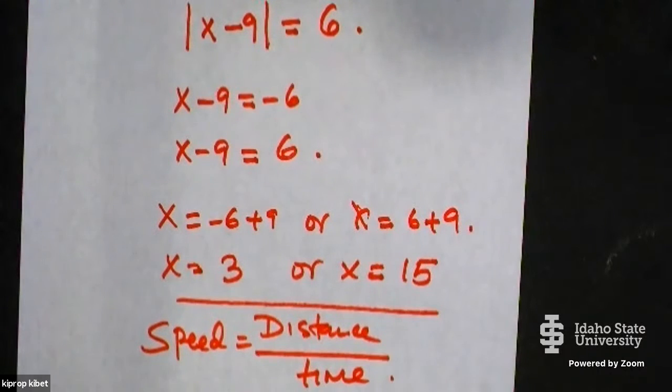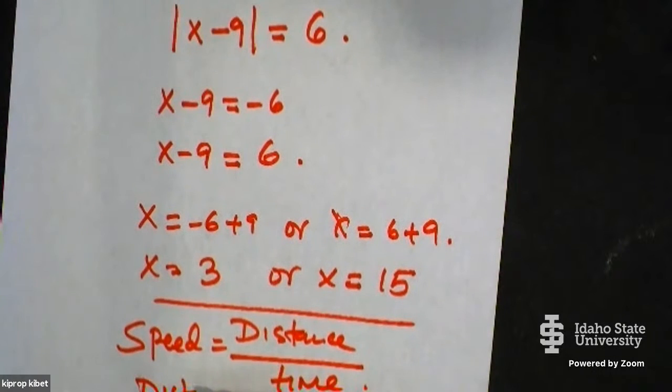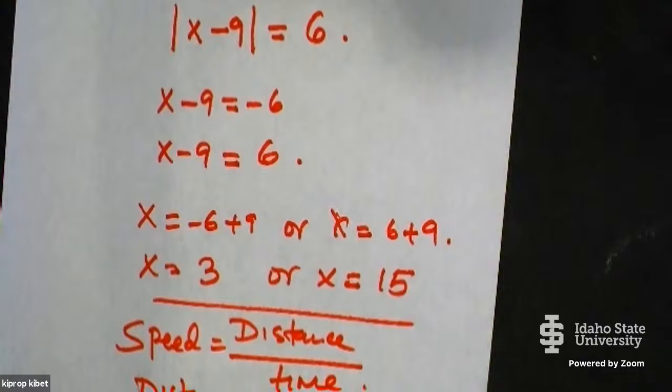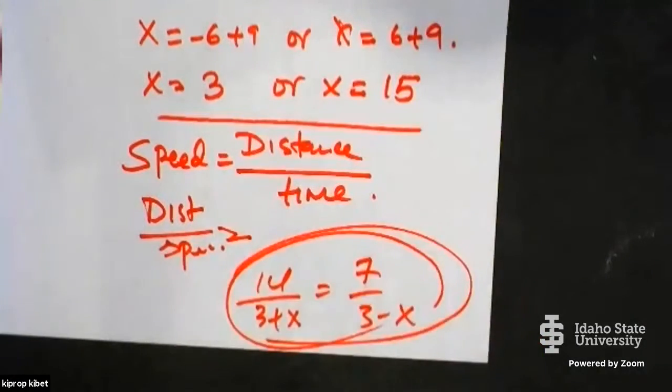Therefore, in this case we are looking for time. Time is the same as distance all over speed. Our distance on one side is 14 miles and on the other it is 7 miles. So you equate them: 14 over 3 plus x equals 7 over 3 minus x. Okay, and that is the solution. You just leave it like that.